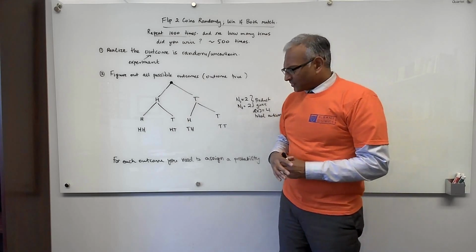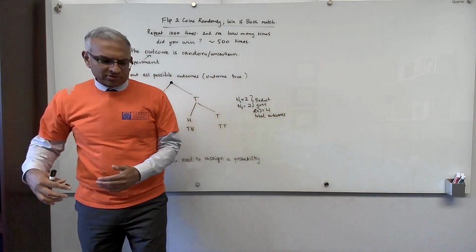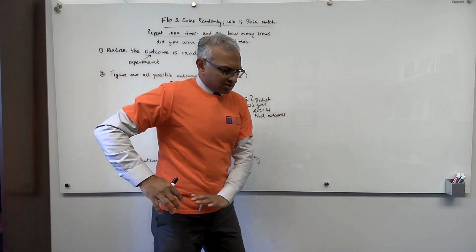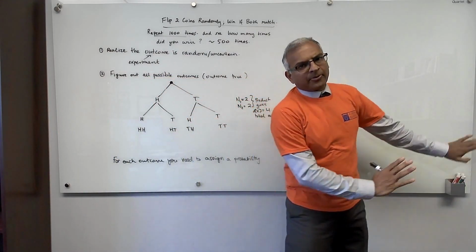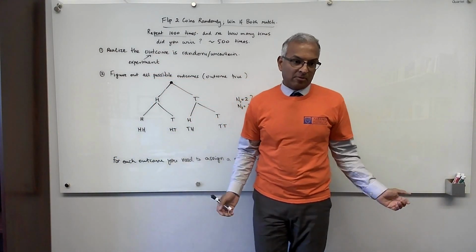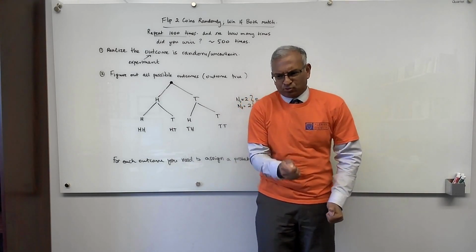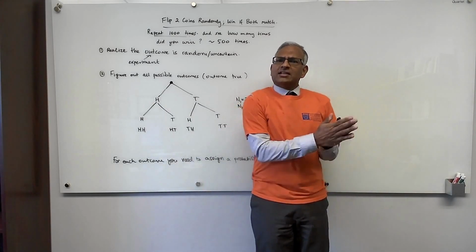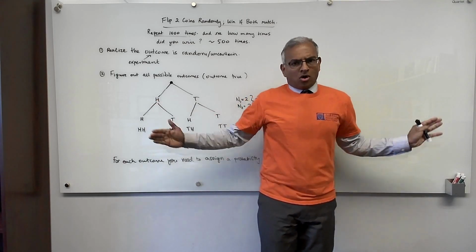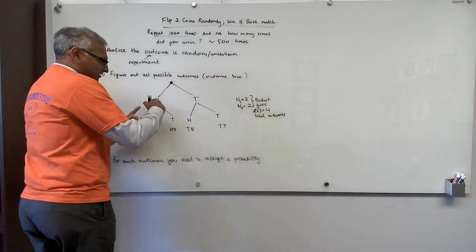So trees are very good ways of representing the sequence of events that can happen in practice when you run an experiment. Because whatever you do in practice, you have to do it sequentially. Step 1, step 2, step 3, step 4, step 5. And it's ideal to represent that on a tree, just like in this case.